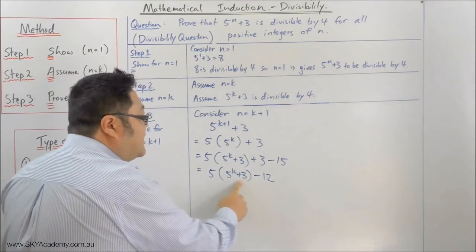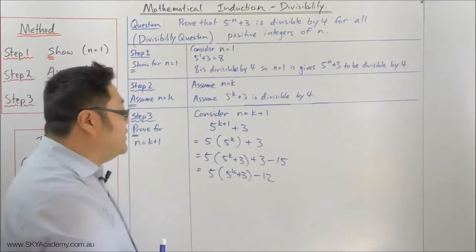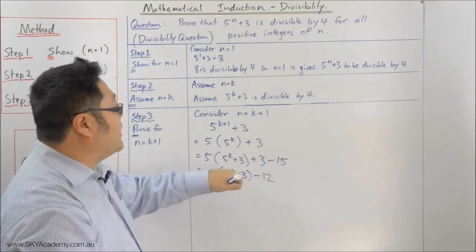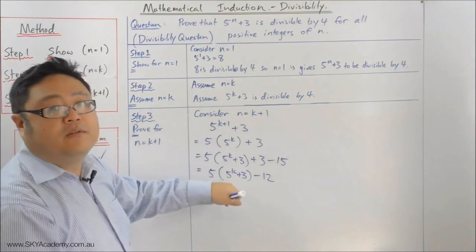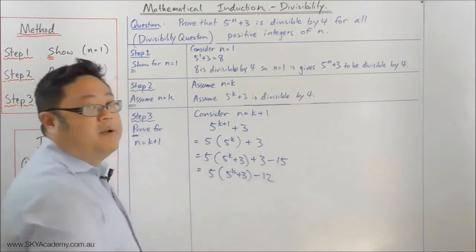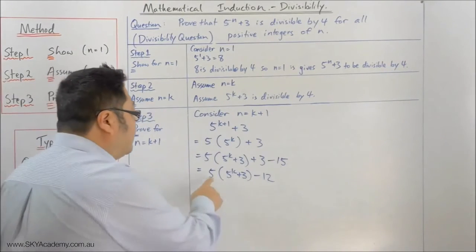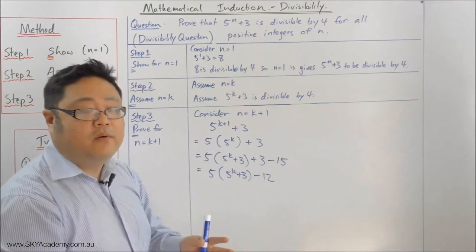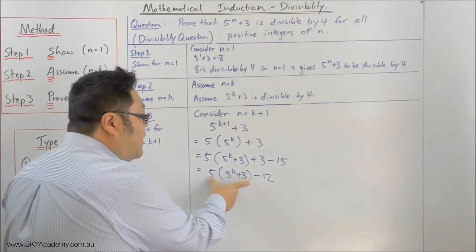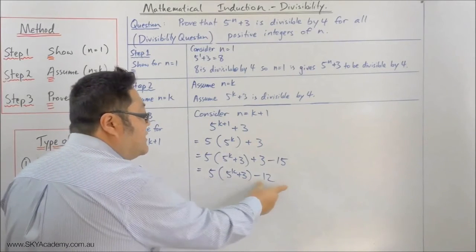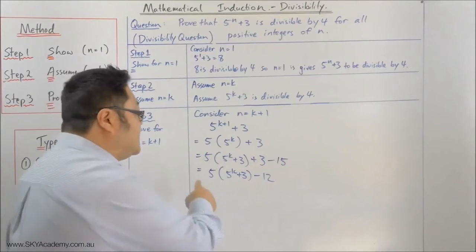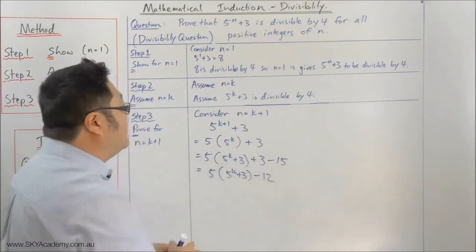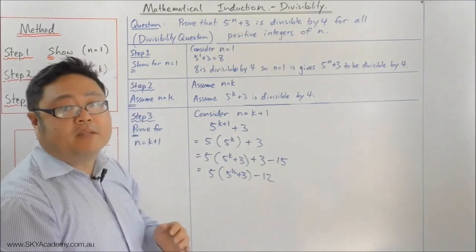Now I want you to notice something here. Is 5 to the power of k plus 3 divisible by 4? Yes. Why? Because we assumed that would be true, and we're working off that assumption. Is 12 divisible by 4? Yes, it is. Is 5 lots of any number that's divisible by 4 also going to be divisible by 4? Yes. And you've got one expression that's divisible by 4 minus another expression that's divisible by 4, so this whole expression has to be divisible by 4. We've just proved that it's true for n is equal to k plus 1 as well.